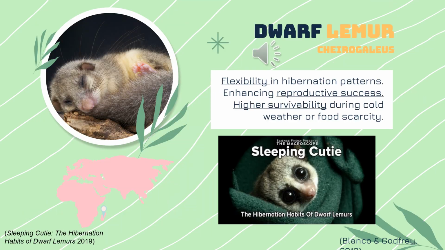Moreover, hibernation allows the ground squirrels to synchronize their reproductive cycles with optimal environmental conditions, enhancing reproductive success and population survival. Dwarf lemurs exhibit remarkable flexibility in their hibernation patterns, adjusting the duration and depth of torpor in response to fluctuations in temperature and food availability. This adaptive flexibility enables them to maximize energy conservation while minimizing risks associated with prolonged dormancy. During hibernation, dwarf lemurs undergo physiological changes that enhance their survival chances. By reducing metabolic rate and entering a state of torpor, they conserve vital energy reserves primarily in the form of fat stores, which sustain them through the periods of reduced activity and food scarcity.